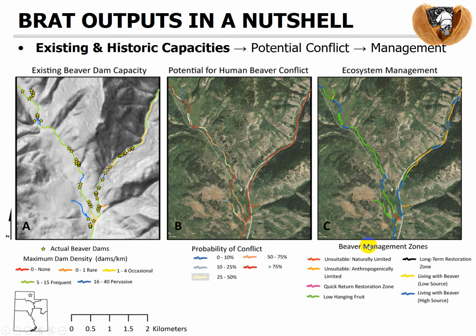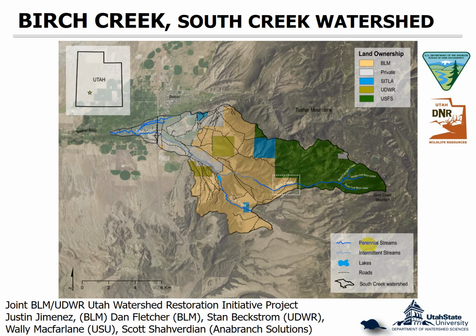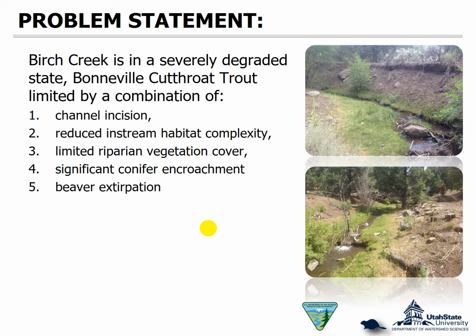And to show you what these look like, I'm going to walk you through a little case study of how you might do this for an individual watershed restoration project. And I'm going to take you to Birch Creek in south central Utah, just outside the town of Beaver. This is actually a project with the BLM, Justin Jimenez, Dan Fletcher, and our partners in the division and others. The yellow here is showing us the BLM lands within this watershed and where we're working. And I want to walk you through how BRAT can be used in this context.